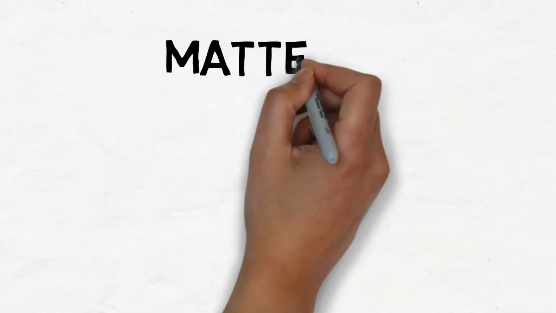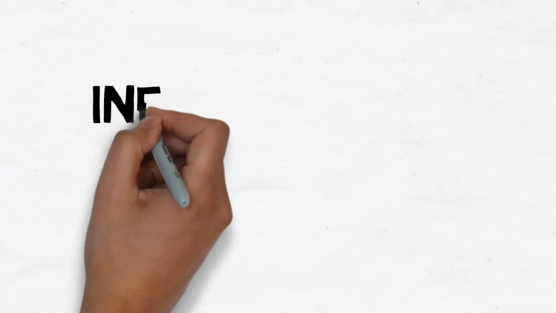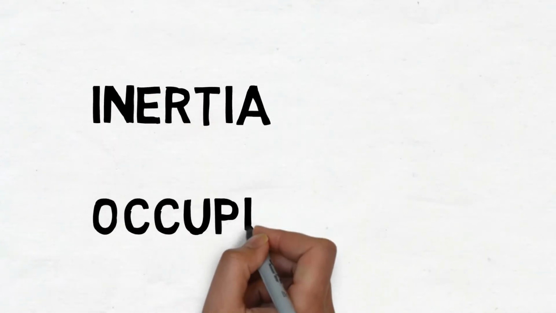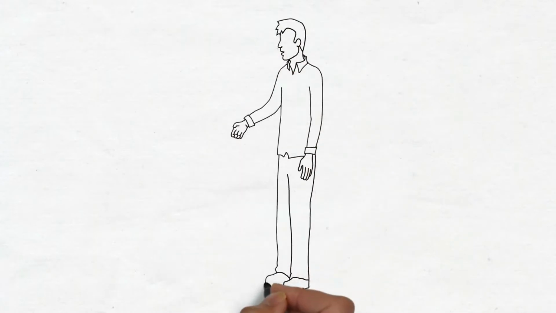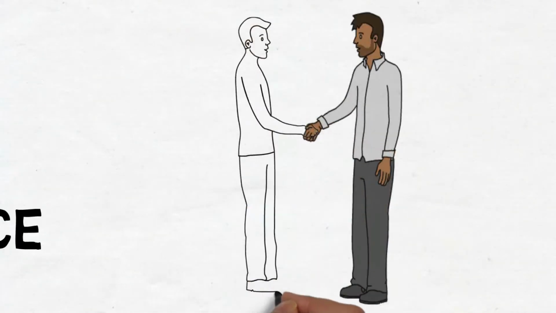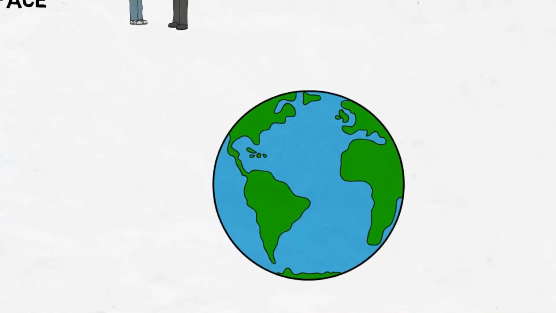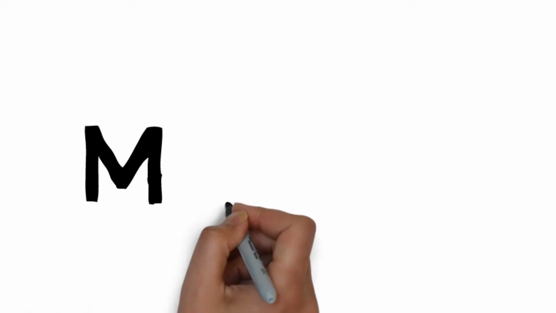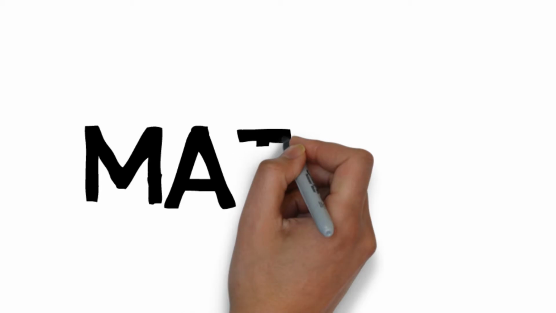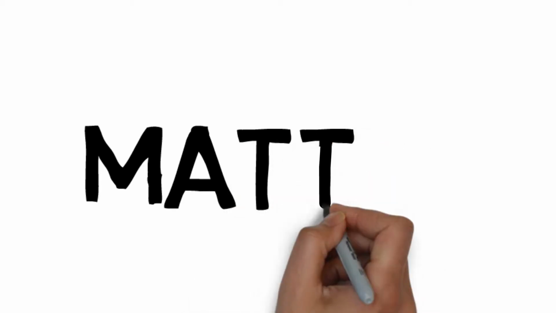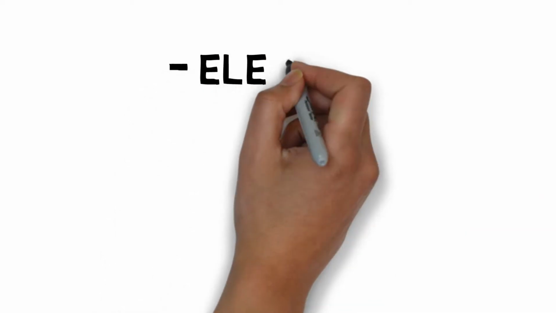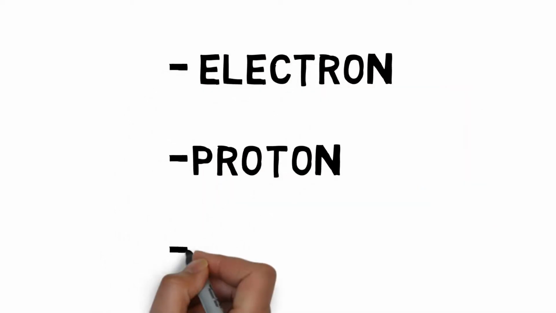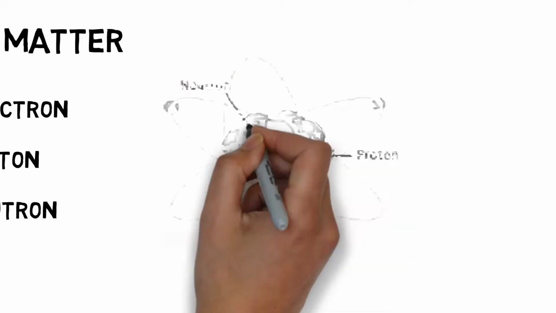Starting with matter. Matter is anything that has inertia and occupies space. It is in you, me, and nearly everything that we can observe on the whole earth. According to modern physics, matter consists of various types of particles, each with mass and size. The most familiar examples of material particles are the electron, the proton, and the neutron. Combinations of these particles form atoms.